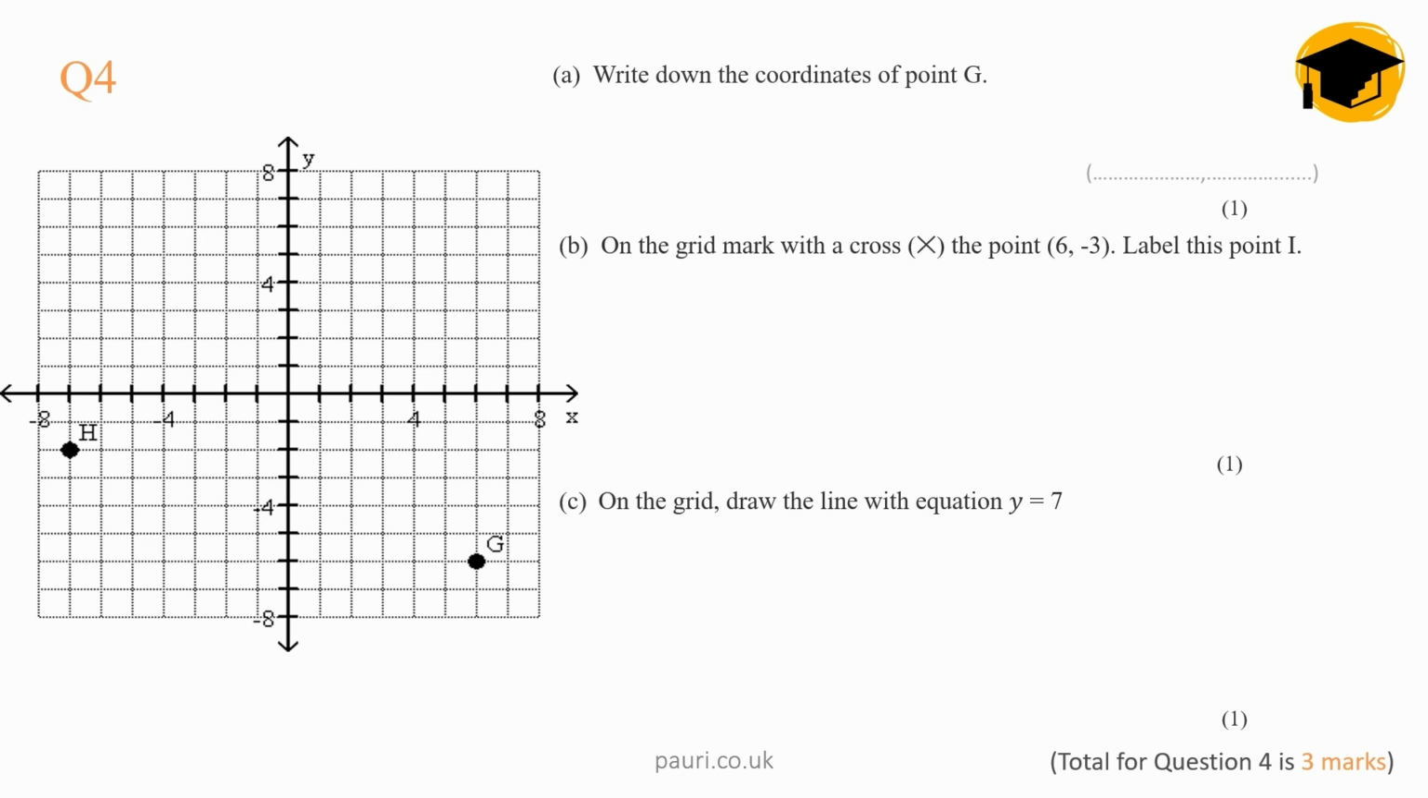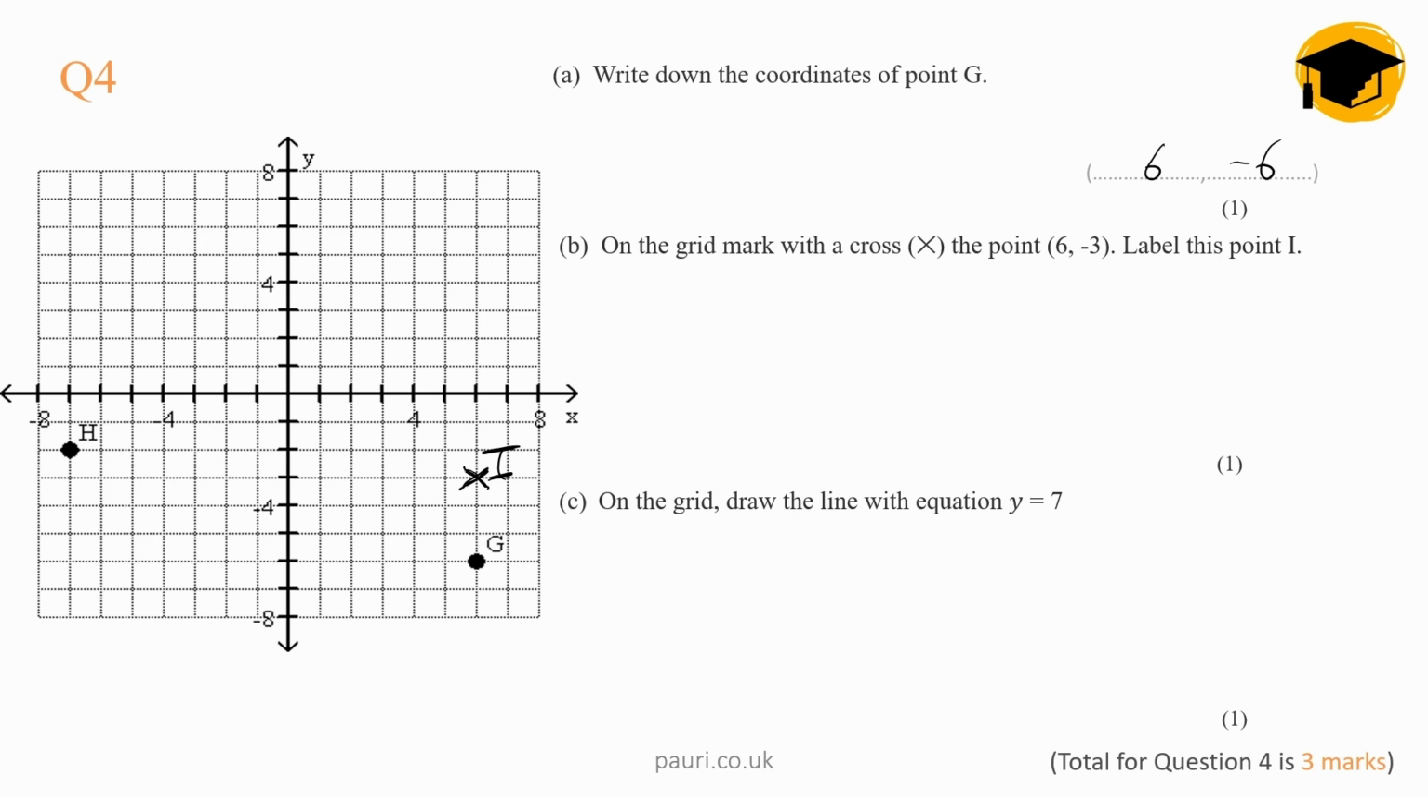Write down the coordinates of G, so down the corridor 6, up the stairs, -6. On the grid, mark with a cross the label down the corridor 6, up the stairs -3. I've missed that. Down the corridor 6, up the stairs -3. So that's over there. Try and be as accurate as possible. Label that point I.